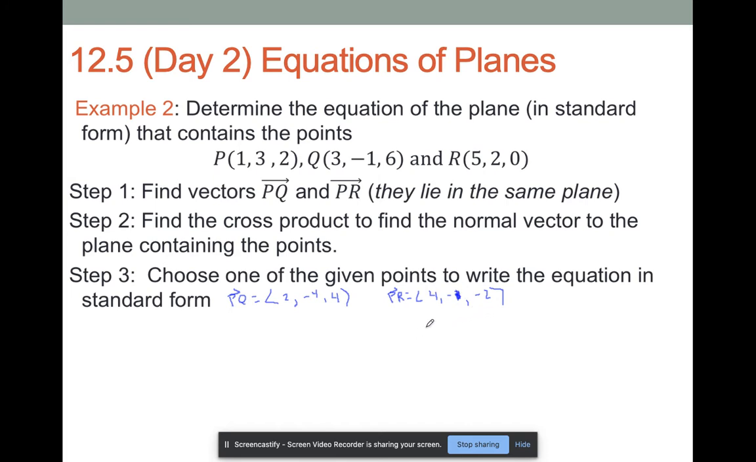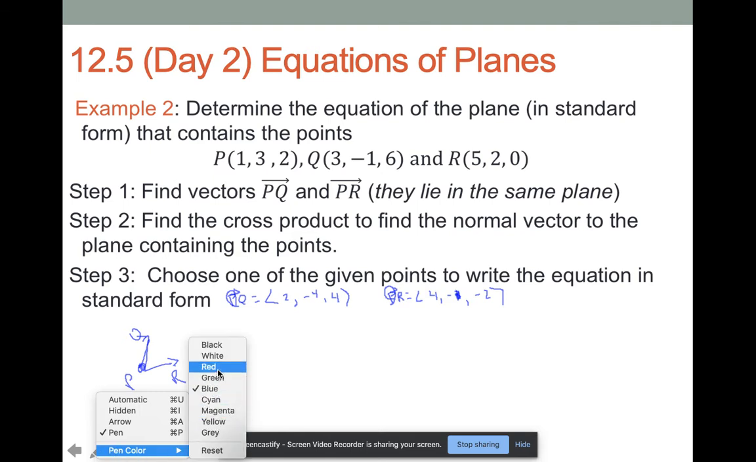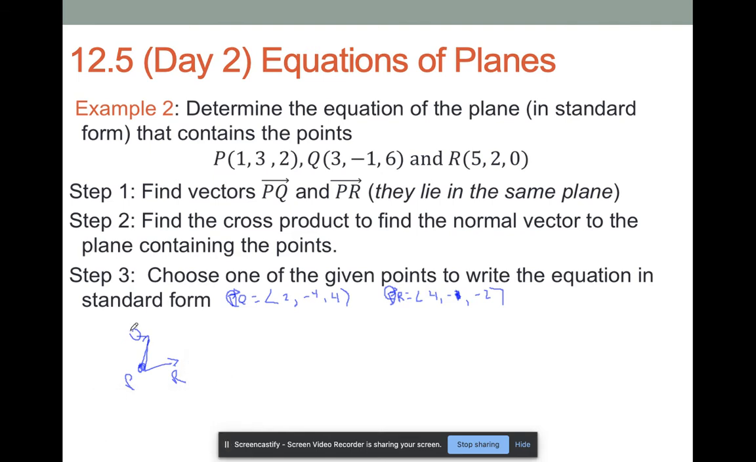Okay, so I've made these 2 vectors so that they meet at point P. They meet at point P, and one ends in Q, one ends in R. So now I'm going to find the normal to those 2.